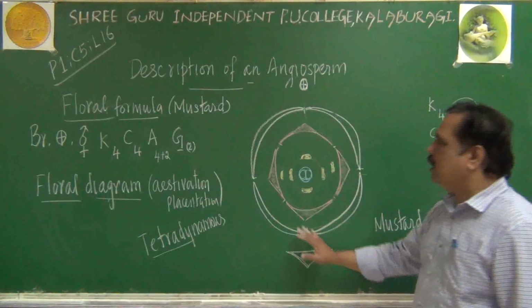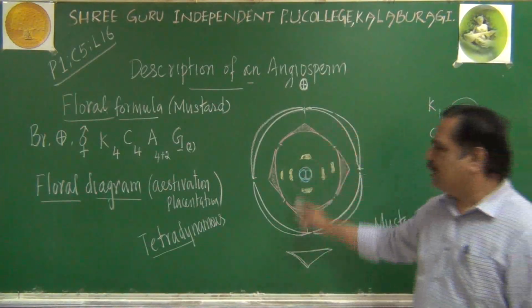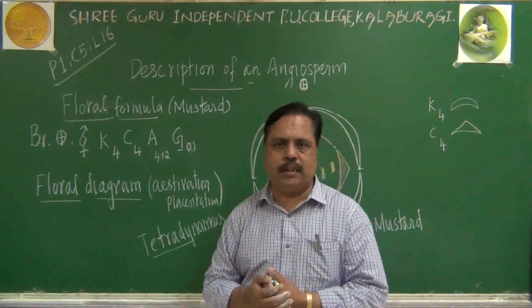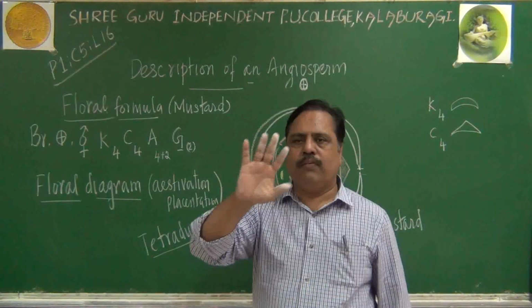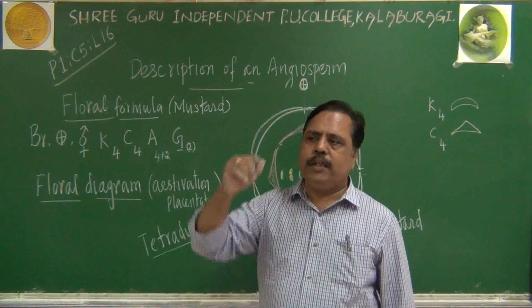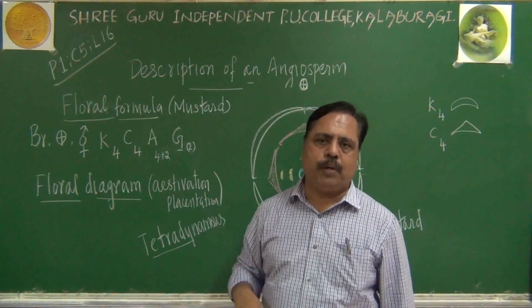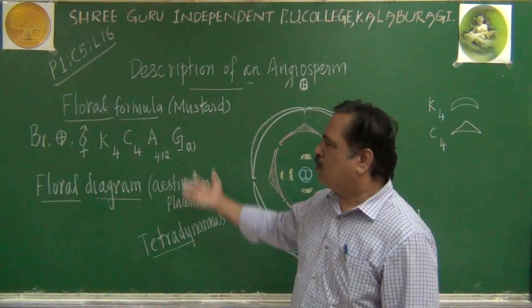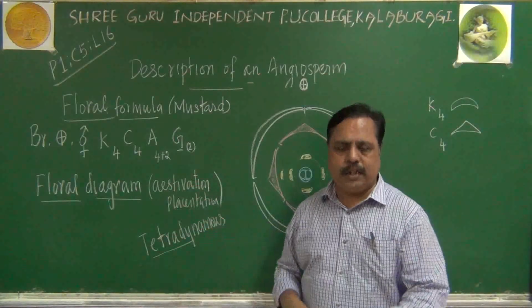Here I drew the diagram also and explained various things. 4 whorls must be drawn. Each whorl represents one floral part. So go through this. Let us continue in the next class.